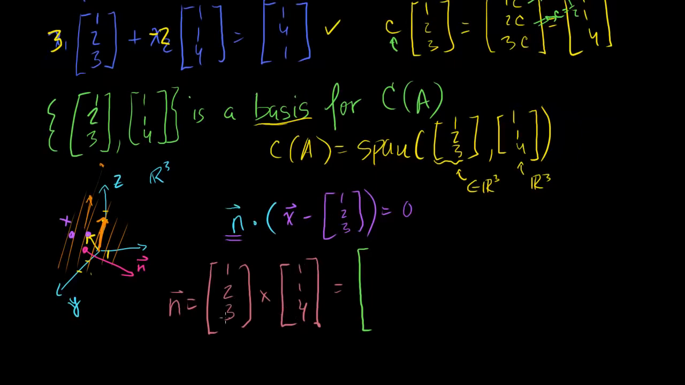I get 2 times 4 minus 3 times 1. 2 times 4 is 8. 2 times 4 minus 3 times 1, so 8 minus 3.